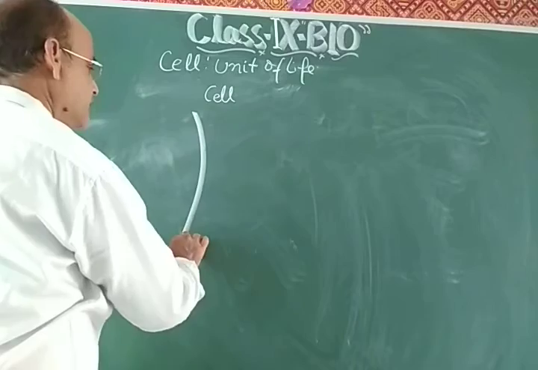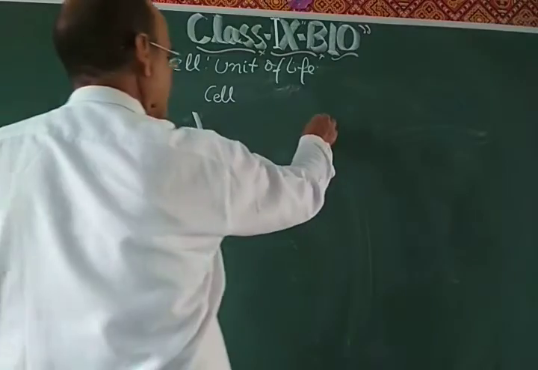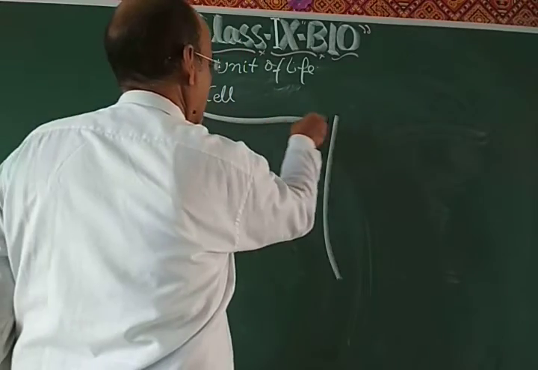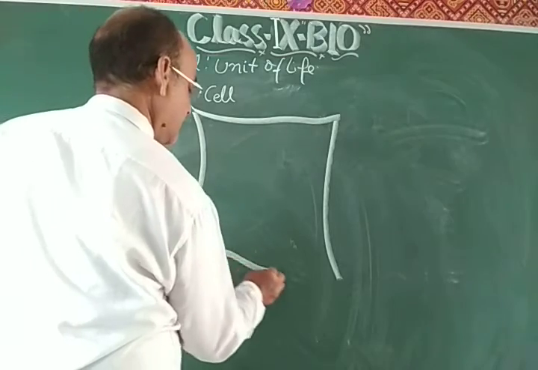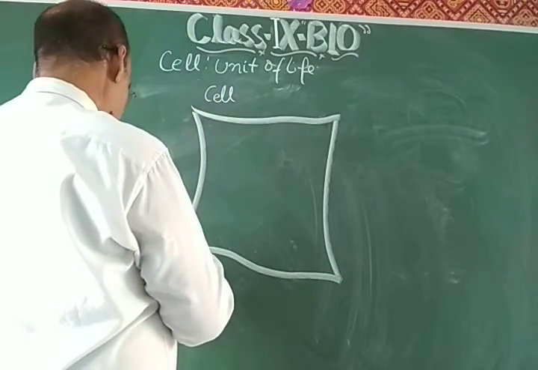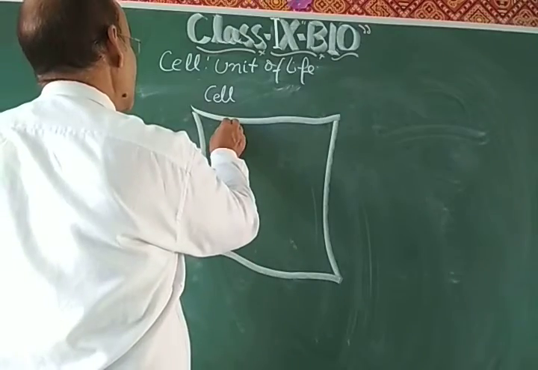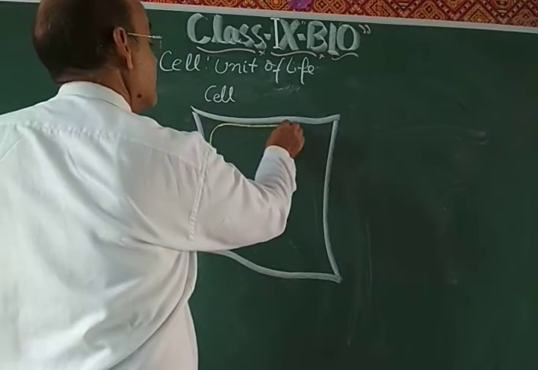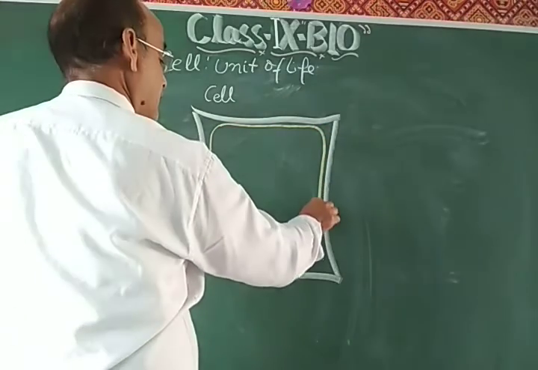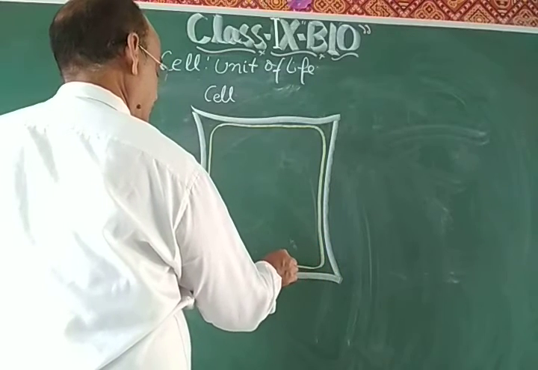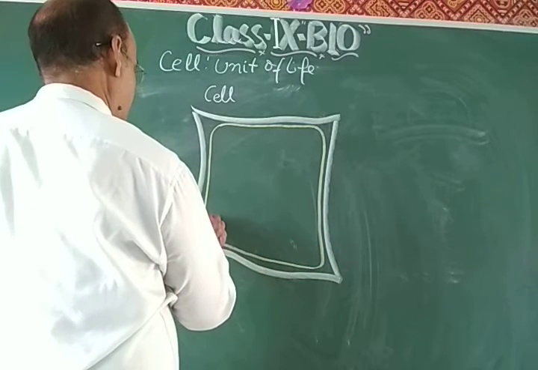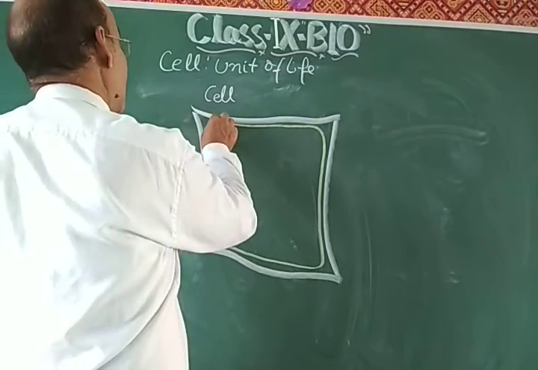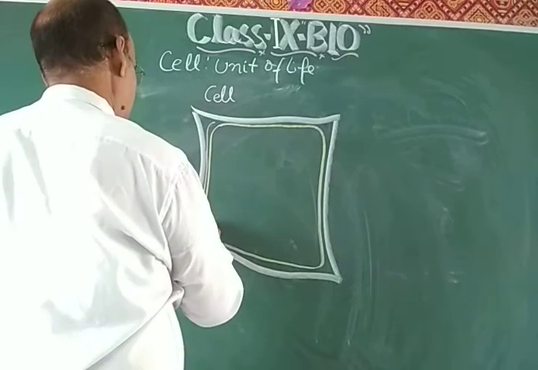So first of all, make the cell wall. Cell wall is found in the plant cell. And after this cell wall, you have to draw a cell membrane. That is the inner boundary of the cell. And in between them, there is a middle lamella. This is middle lamella.